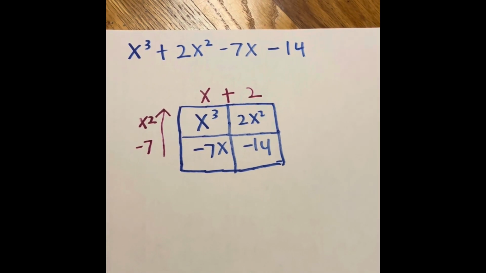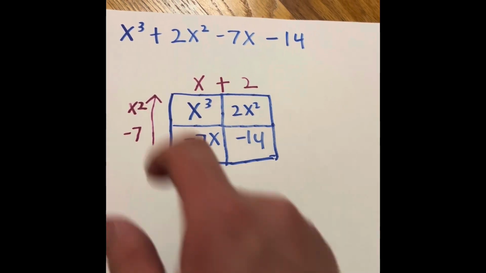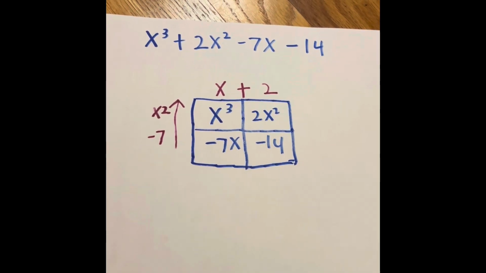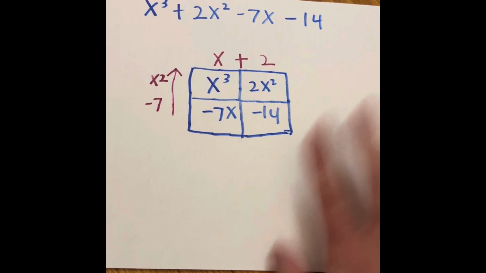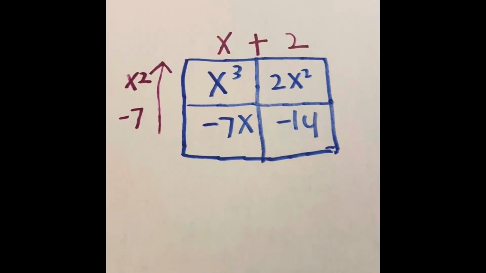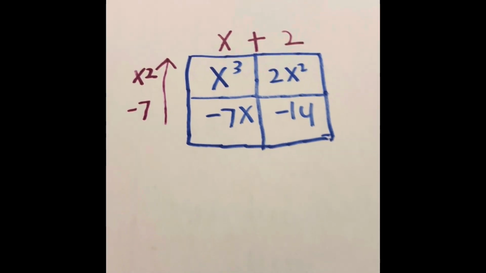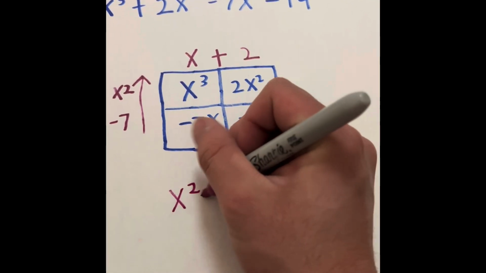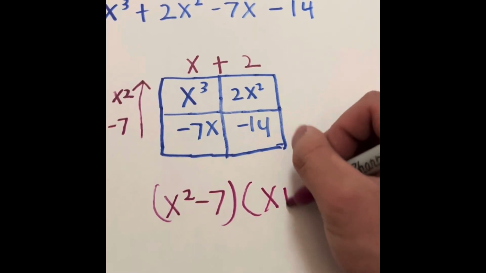It could go both ways. You can literally solve for this part and then get that part later. All you have to do is find which rows and direction you're going to: this way, that way. It doesn't really matter, but all you have to do is find the greatest common factor of just that single part. So now we have the final answer. Our final answer is x squared minus 7, and we have x plus 2.